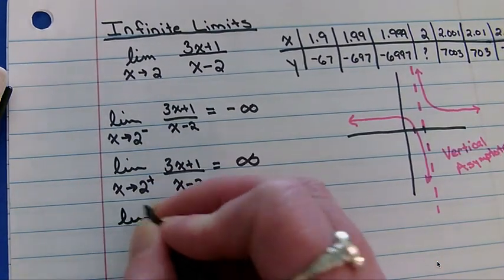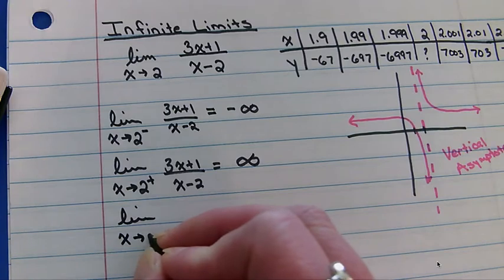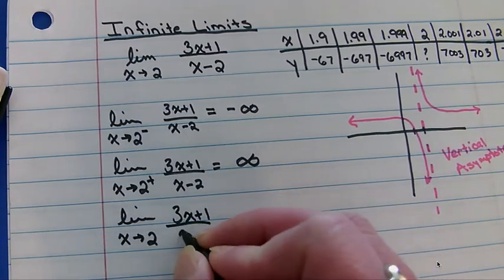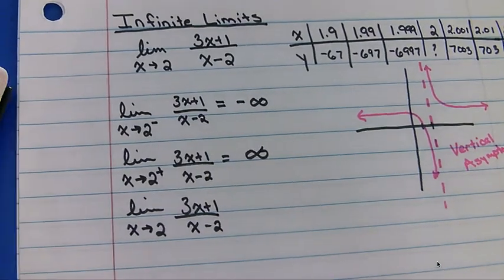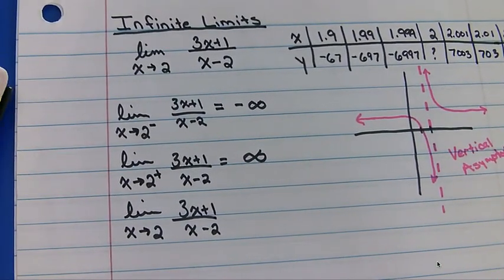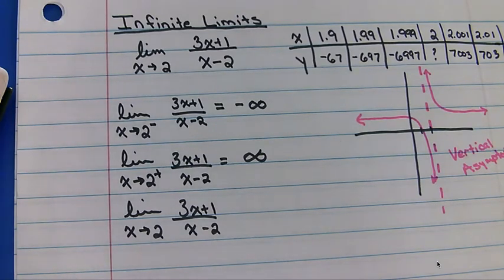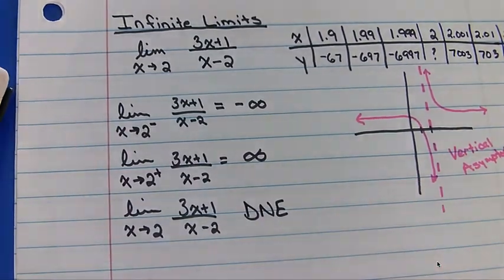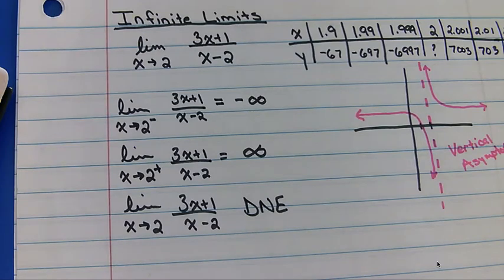What is the limit as x approaches 2 of (3x + 1) over (x - 2)? Is it approaching the same value from the left and the right? It is not. So the limit does not exist because the left side does not match the right side.